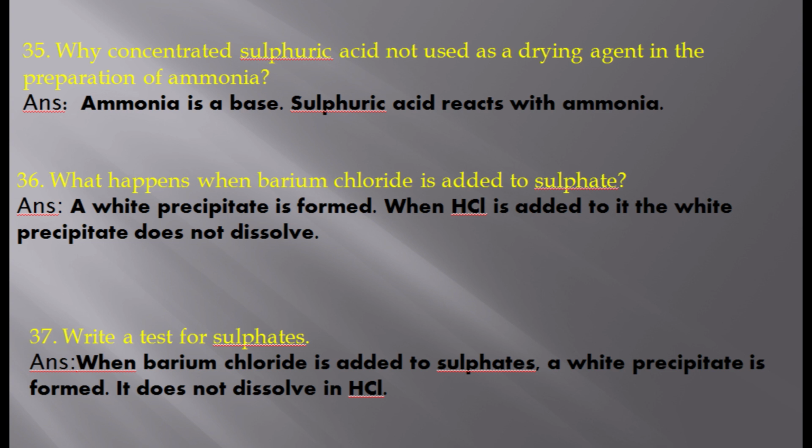Sulfuric acid is used in the preparation of hydrochloric acid, nitric acid, etc. because sulfuric acid can displace volatile acids from their salts. For example, sulfuric acid can displace hydrochloric acid from sodium chloride and nitric acid from potassium nitrate. Sulfuric acid is a good oxidizing agent. It oxidizes carbon to carbon dioxide and copper is oxidized to copper sulfate.